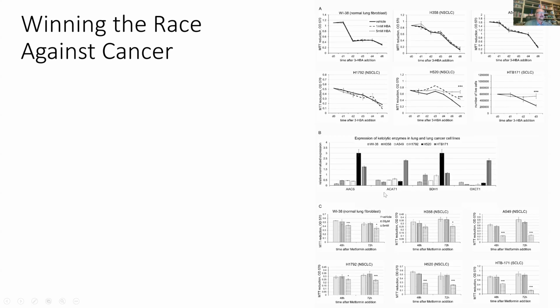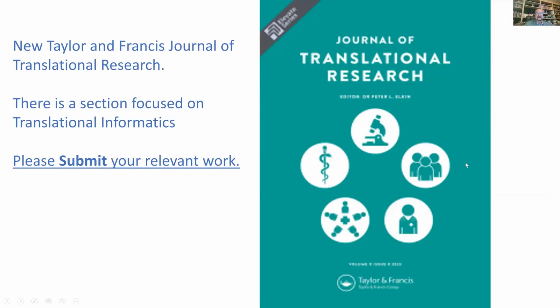And it turns out that AT1 and OXCT1 were down, and those are the things that are necessary in the ketolytic pathway, so they can't burn ketones. This is a fundamental difference metabolically. And I was talking with the National Cancer Institute just 2 weeks ago, and they're very excited about it. They think that we may have something that could be a big differentiator.